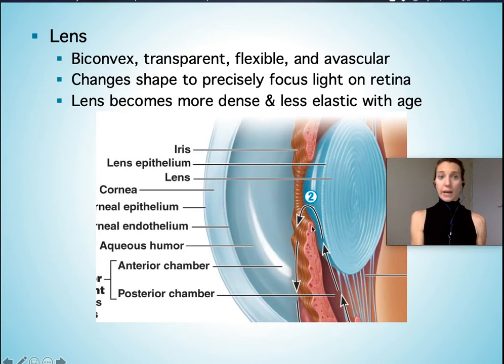So it is biconcave in shape, it's transparent, and it's avascular. The cornea is also avascular. I think that makes sense. If you had blood reaching the cornea as well as the lens, that blood would interfere with the passage of light through the cornea and all the way back to your retina.